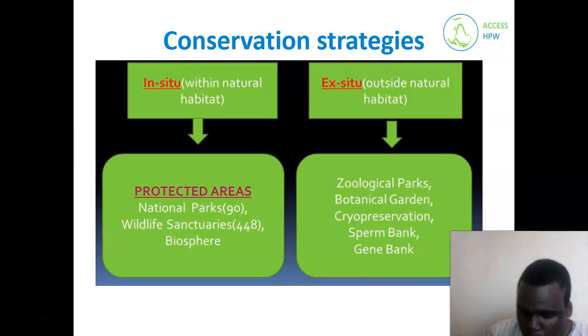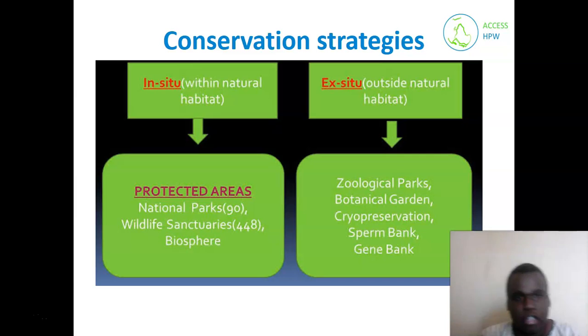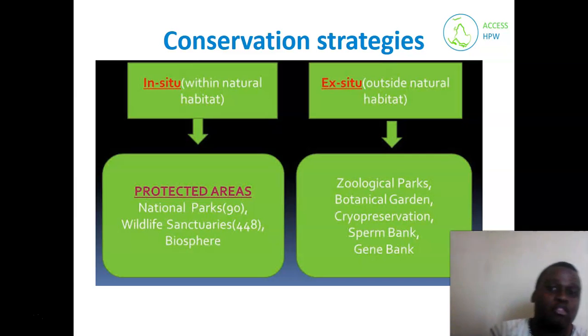So there are ways that are adopted to conserve biodiversity. So, what is conservation? Conservation is focused on protecting species from extinction, maintaining and restoring habitat, enhancing ecosystem services, and protecting biological diversity. So, there are two types of conservation strategies that we are using.